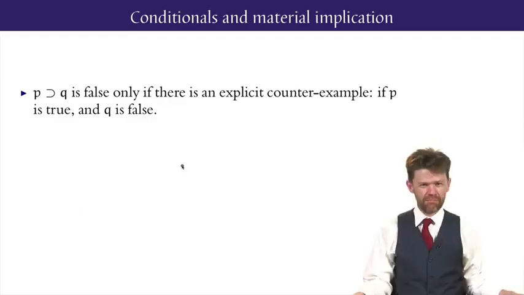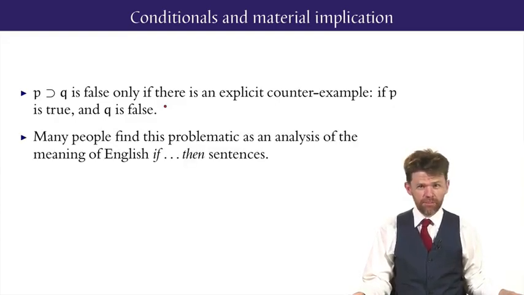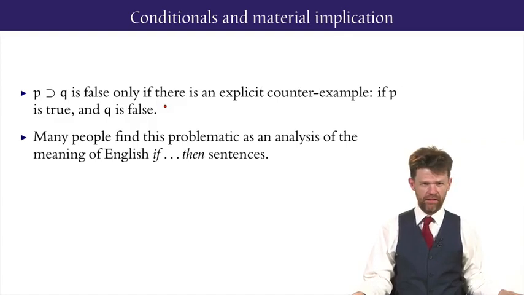The conditional is a much more difficult case of the mismatch between truth table meaning and the way that we use words. When I introduce people to the truth table for conjunction, nearly everybody nods and agrees that it makes some kind of sense. That's what and means. And when I introduce the truth table for the conditional, where a conditional is true except in the row where there's an explicit counterexample, where the antecedent is true and the consequent is false, many people find that very hard to accept. They think it's not the right answer for analysing if-then sentences in English.